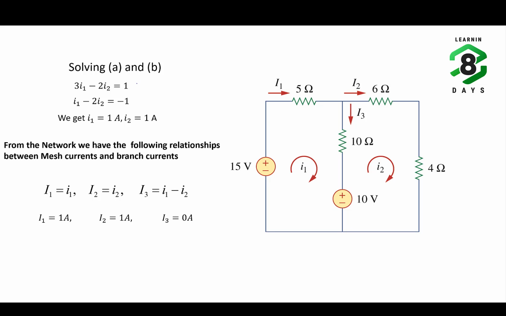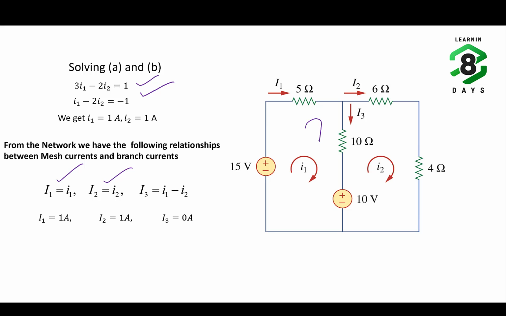So by solving these two equations, it is a simple two-variable algebraic equation which you can easily solve. You will get I1 as 1 ampere and I2 as 1 ampere. So from our observation we can see this capital I1 and small I1 are the same. The current flowing through the 5 ohm resistor is small I1, it is the same as capital I1. So capital I1 is equal to small I1. Similarly, capital I2 is equal to small I2. Now the current flowing through the 10 ohm resistor, that is capital I3, in this direction, what is the total current flowing through the 10 ohm resistor?